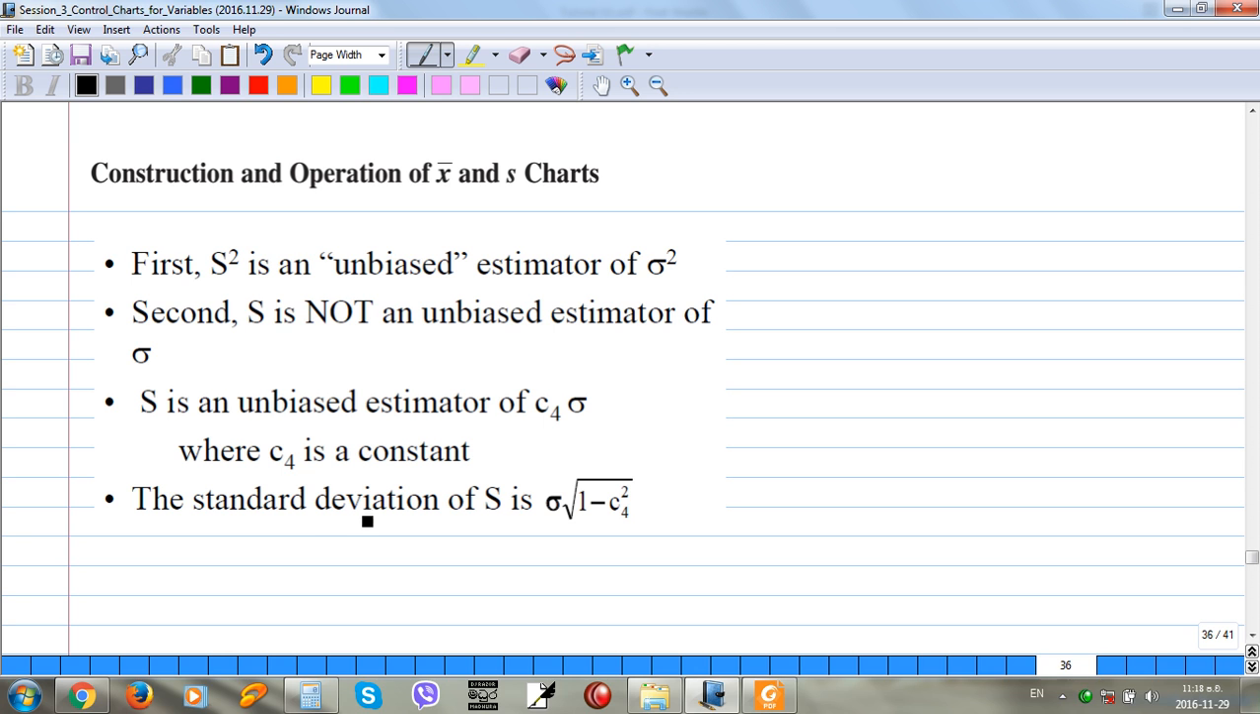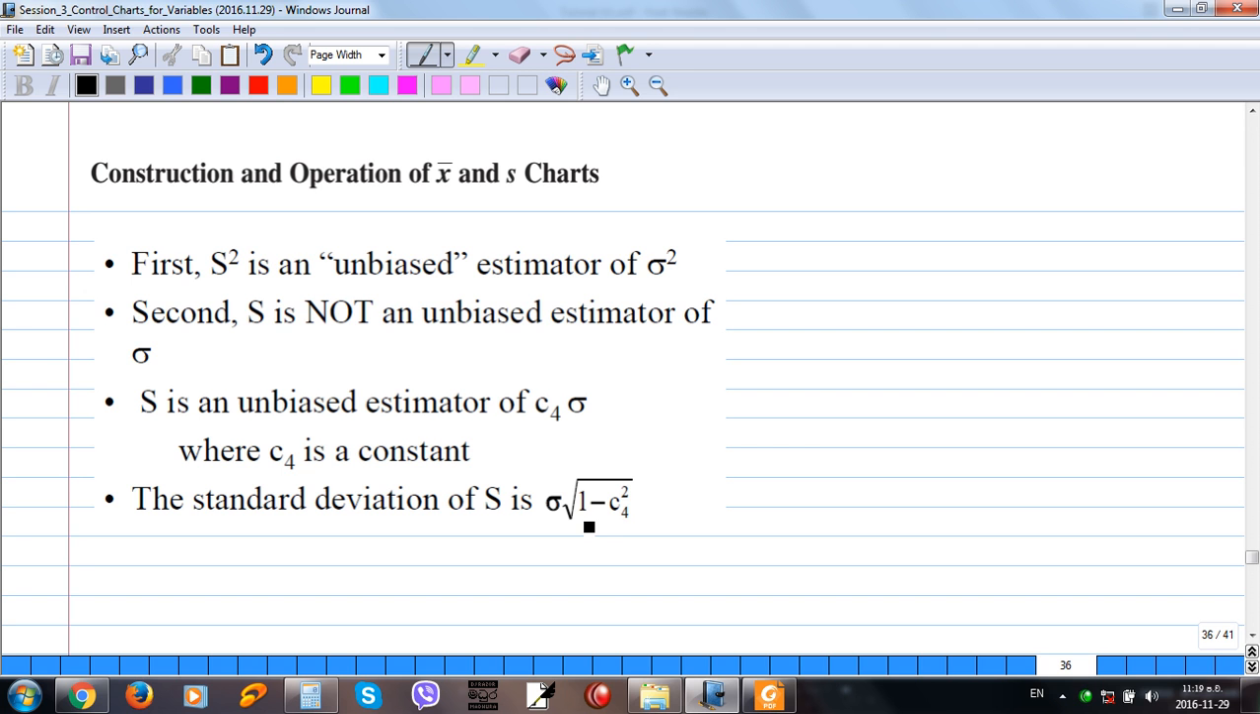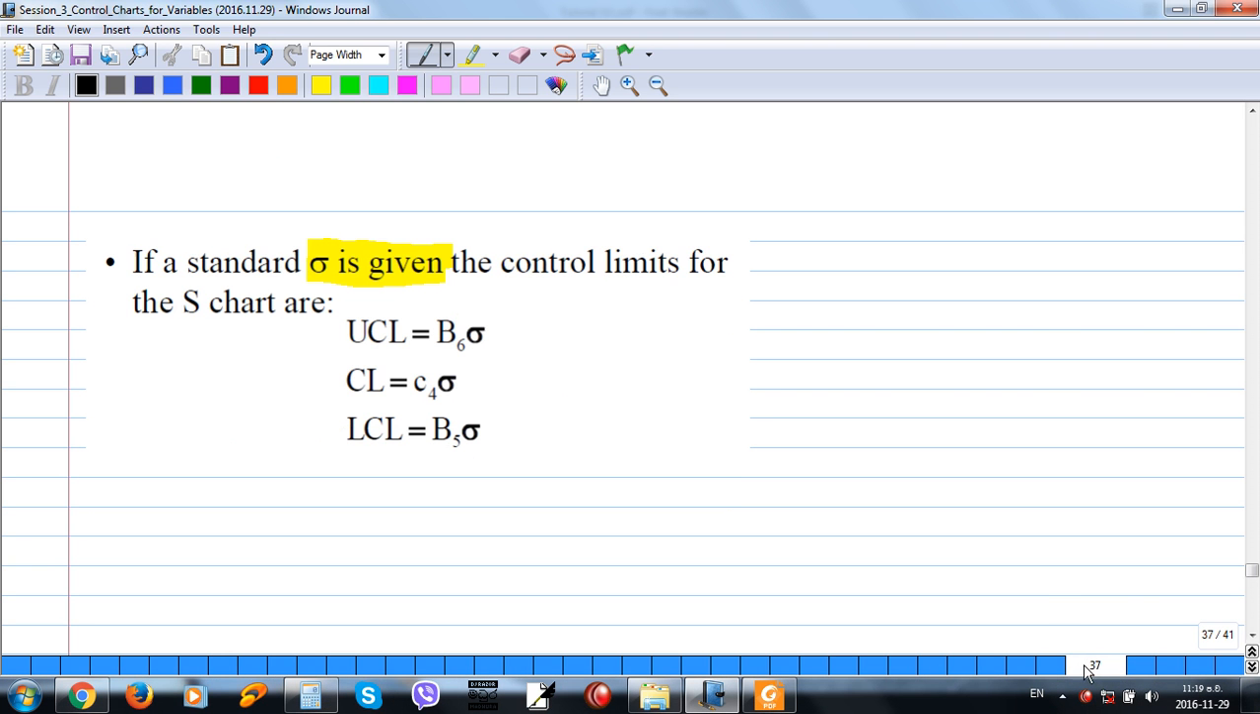So sometimes you have to use these equations when we are solving the problems, so keep these things in your mind. If sigma is given, the control limits for the S chart are: UCL equals B6 times sigma, CL equals C4 times sigma, LCL equals B5 times sigma. You can only use these equations when sigma is given.